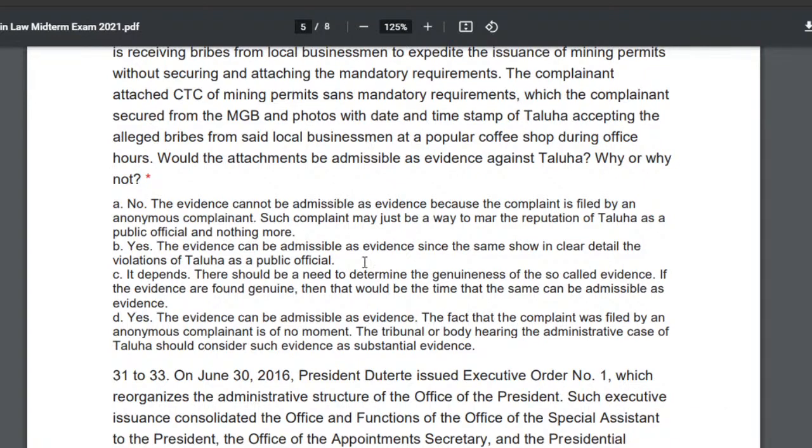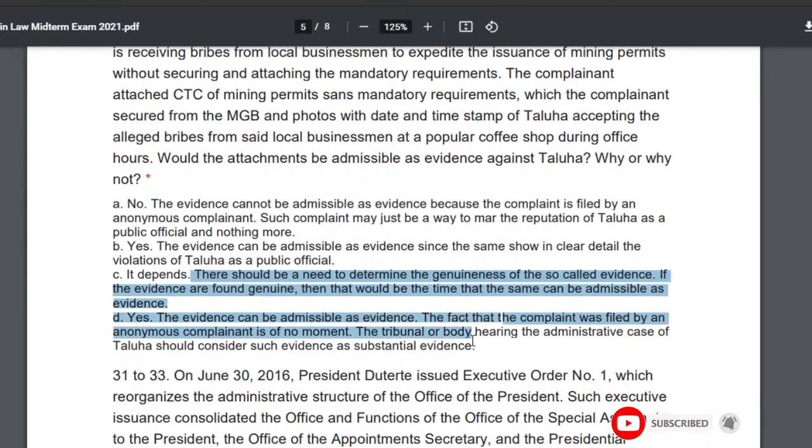Letter B, yes, the evidence can be admissible as evidence since the same show in clear detail the violations of Taluha as a public official. Letter C, it depends. There should be a need to determine the genuineness of the so-called evidence. If the evidence are found genuine, then that will be the time that the same can be admissible as evidence. Or letter D, yes, the evidence can be admissible as evidence. The fact that the complaint was filed by an anonymous complainant is of no moment.